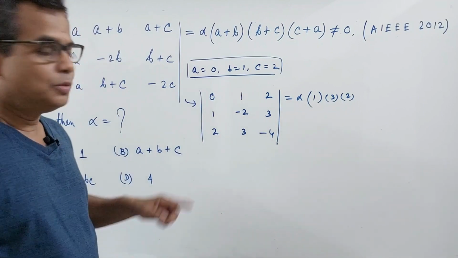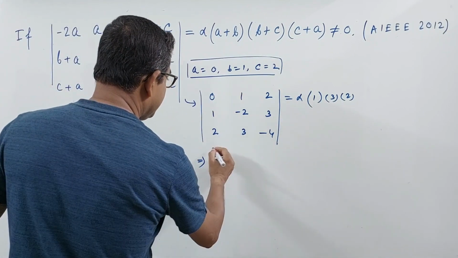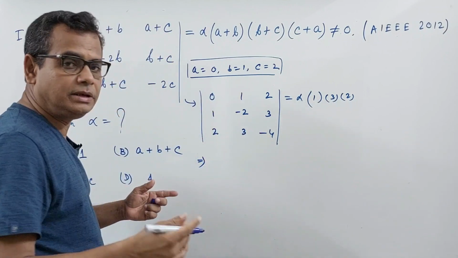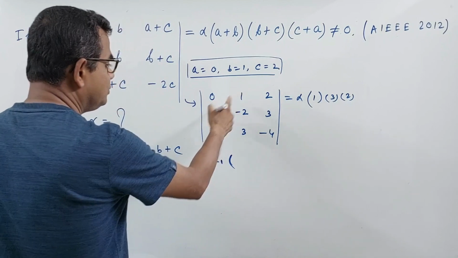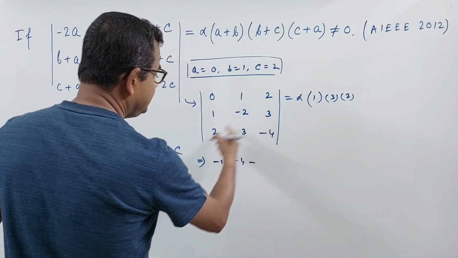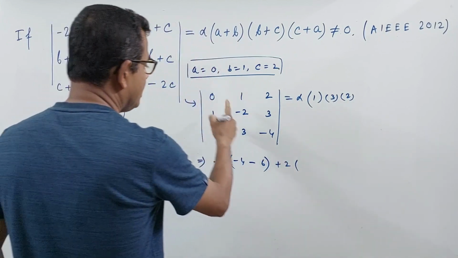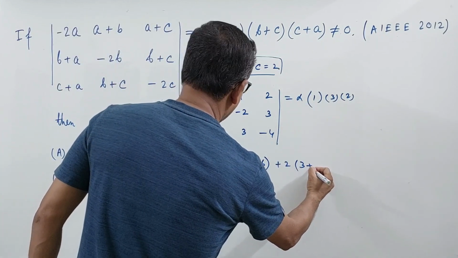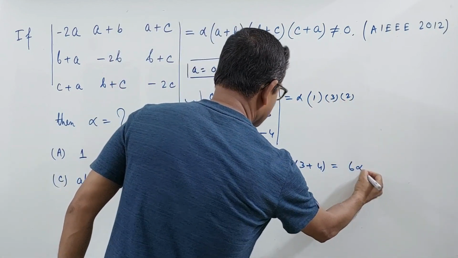Now we have to expand this determinant. So we get 0 into something, we get 0, minus 1 into 1 into minus 4, minus 3 into 2, 6, plus 2 into 3 plus 4, equal to 2 into 3, 6, 6 alpha.